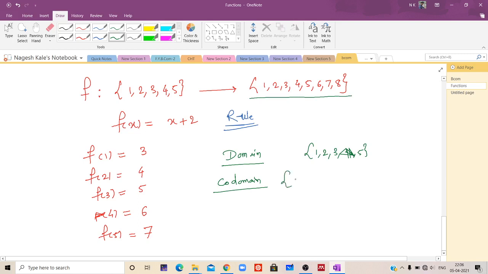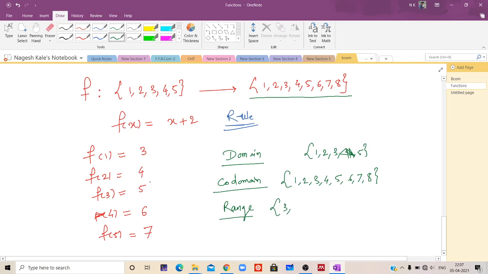So my codomain is 1, 2, 3, 4, 5, 6, 7, 8. Okay, and then I will talk about the range. What is range? Range means the set of all images. Now you can see, what is the image of 1? 3.